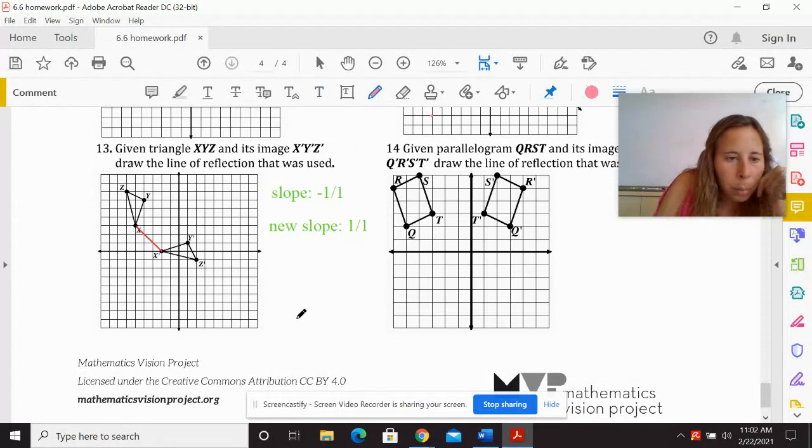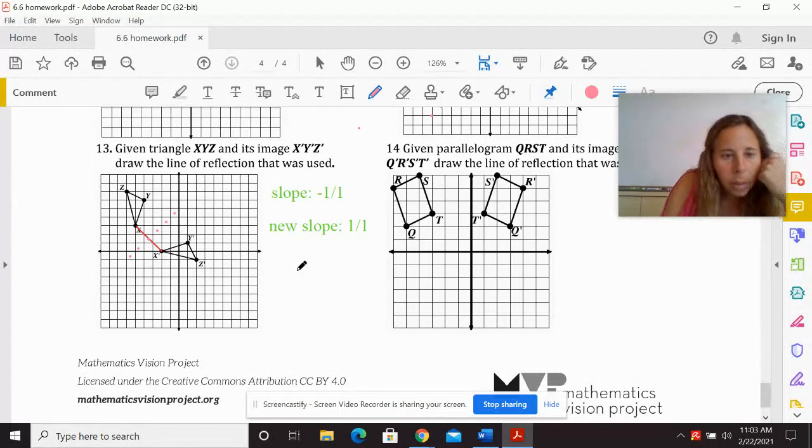So find your middle point, which looks like it's right here. Right in the middle. And then you would be going up 1 over 1. Up 1 over 1. Down 1 over 1. Oh, that wasn't quite right. Down 1 over 1. That also wasn't quite right. Let's take that one off.